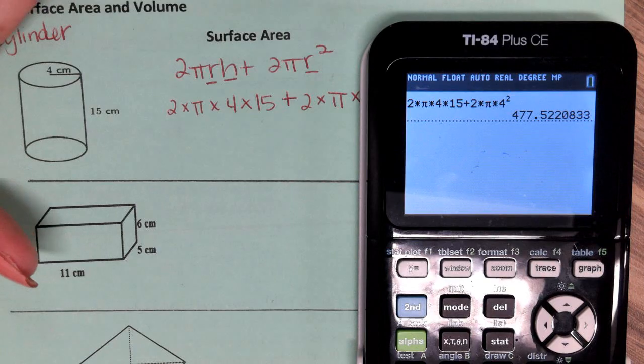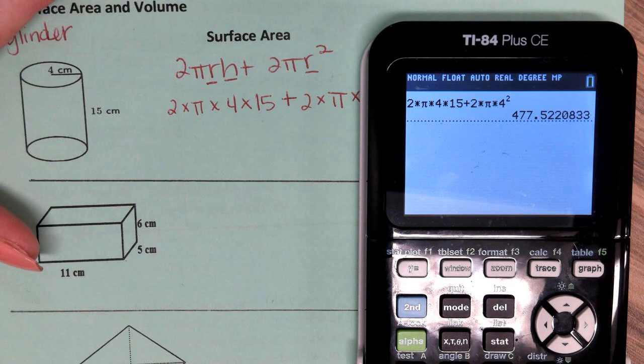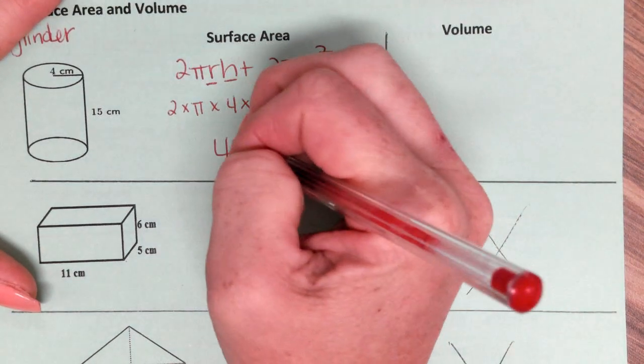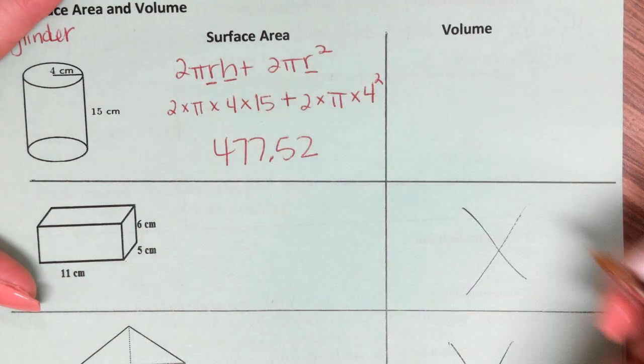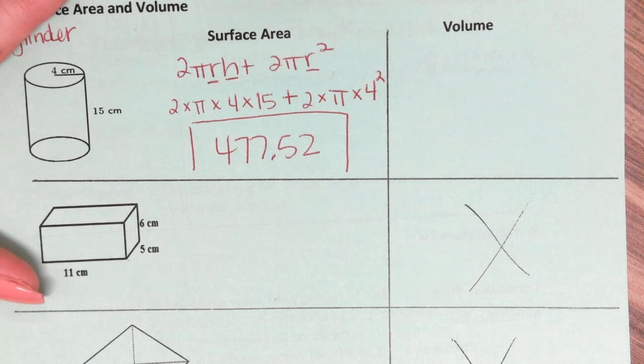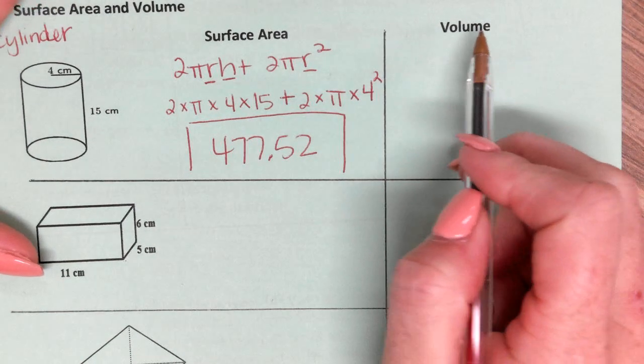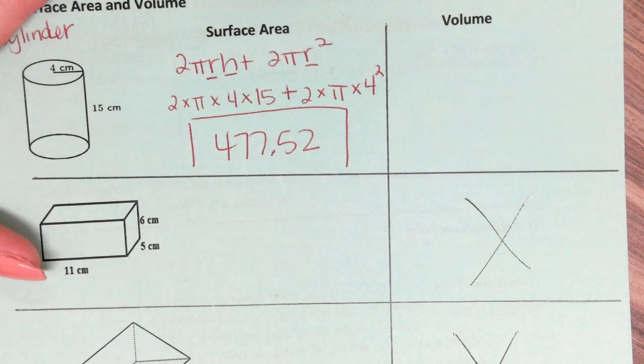Tell me if y'all got the same thing as me. 477.52? And that's your answer. Easy? All right, how would you find volume of a cylinder?